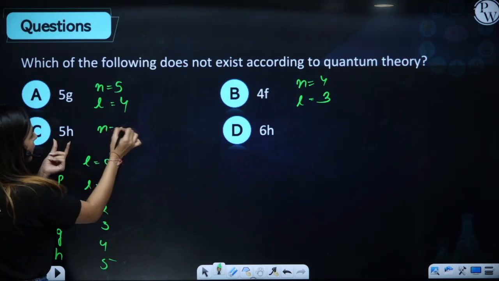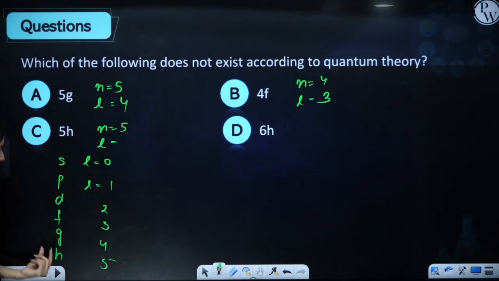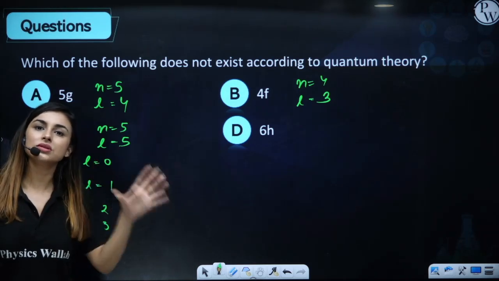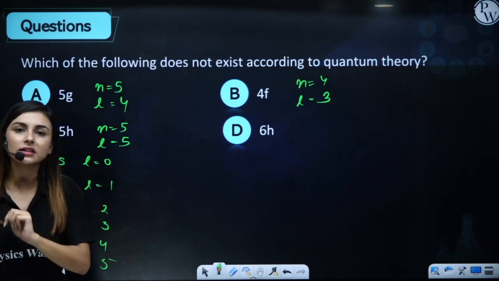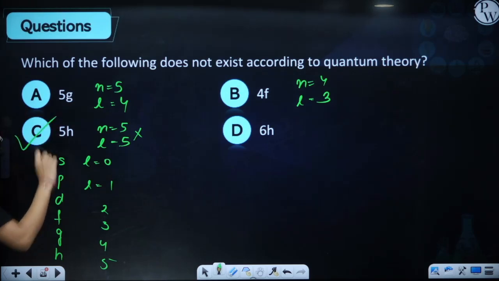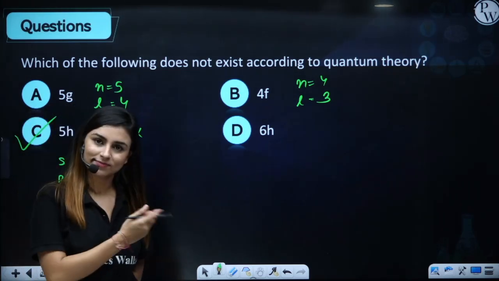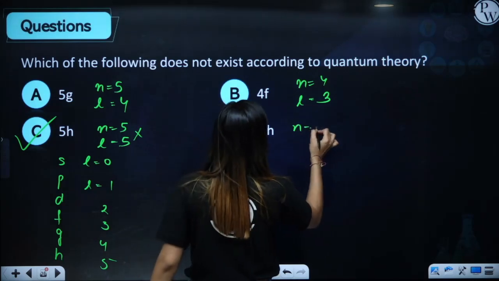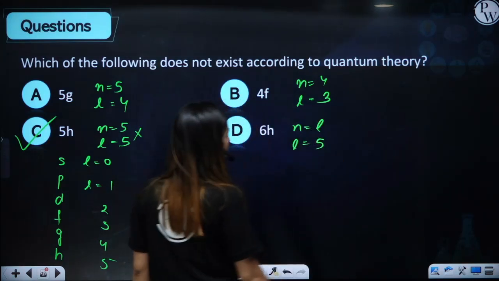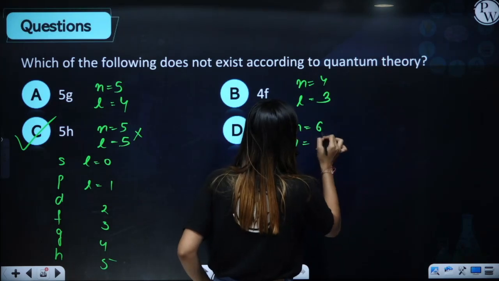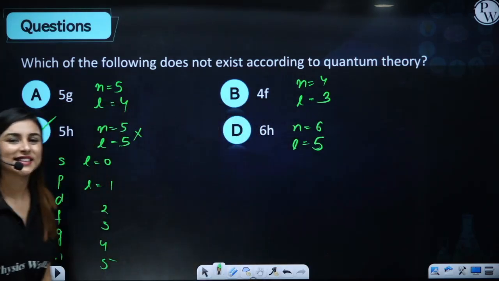Here, if n is 5, L value for h is 5. Is this possible? No. For L value, 0 to 4 are possible, n minus 1, right? So, this is not possible. So, option C is your correct answer, which is not possible. This is possible, right? Yes, because n is 6, L can be 5. Possible, right? Perfect. Let's move forward.